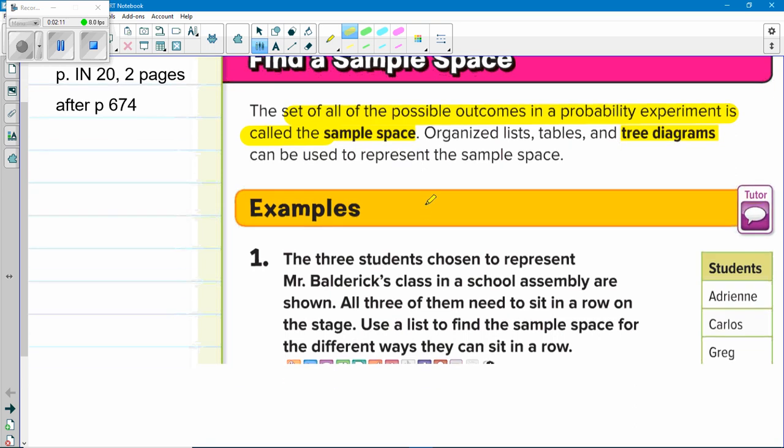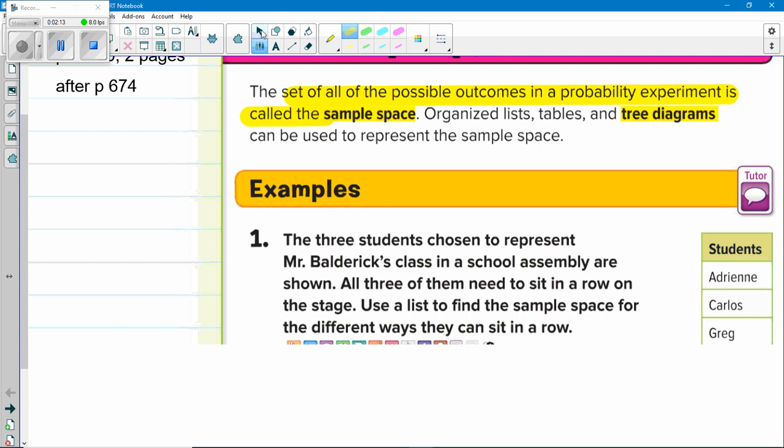Okay, if you look, first example, it says the number of students chosen to represent Mr. Baldrick's class in a school assembly are shown. All three of them need to sit in a row on the stage. Use a list to find a sample space for the different ways they can sit in a row. Now, your book runs through this, but let's just use the first letter in each of their names.